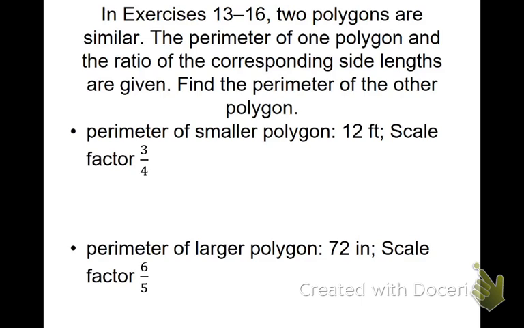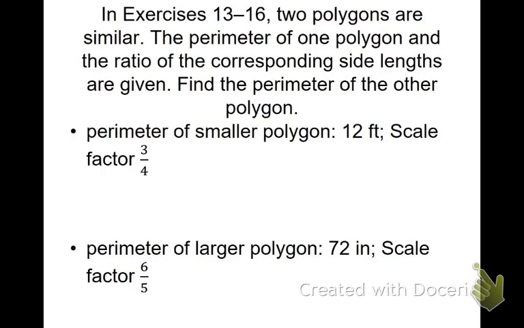I chose this because it's similar to problems that you're going to be doing in your textbook, also to one that you're going to do on your quiz. Two polygons are similar. The perimeter of one polygon and the ratio of the corresponding side lengths are given. Find the perimeter of the other polygon. So, here's where you're going to have to use your common sense a little bit.